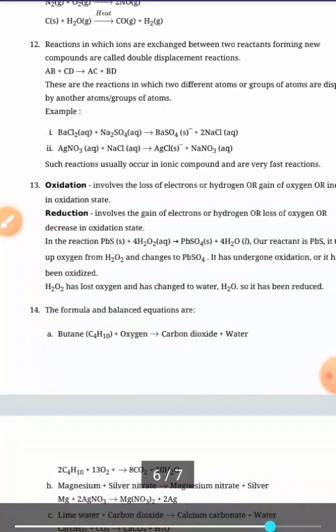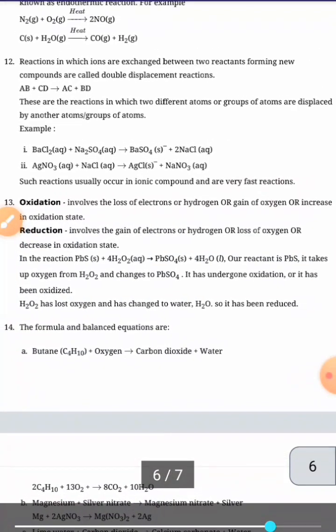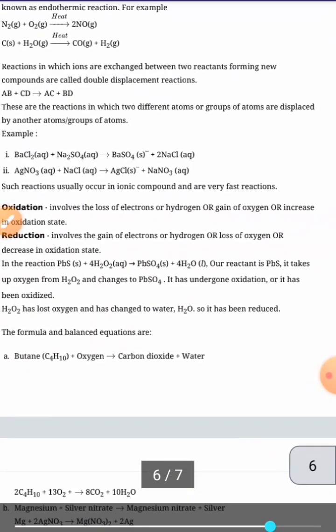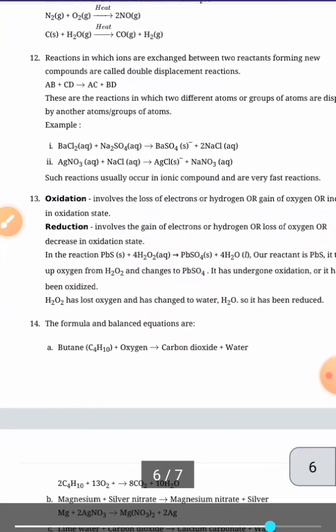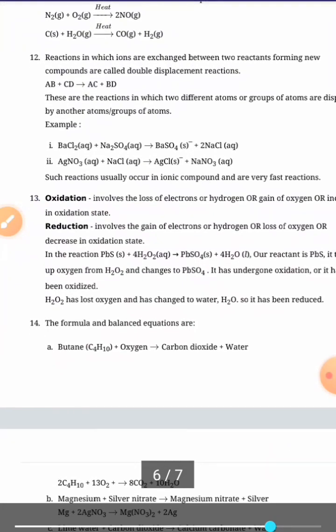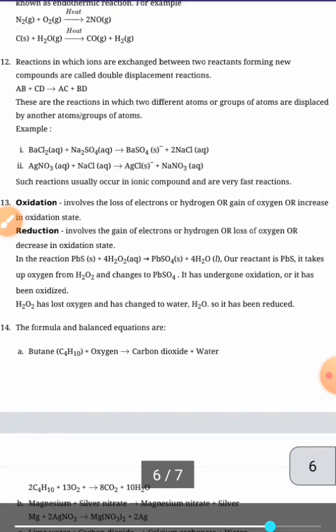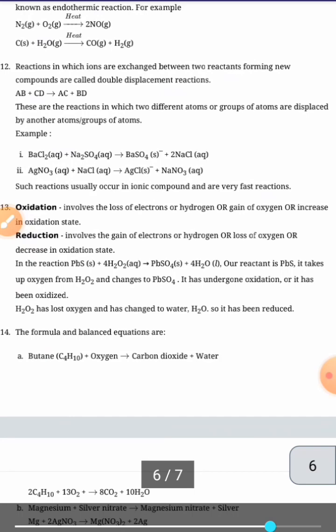Oxidation and reduction. Oxidation involves a loss of electrons or loss of hydrogen or gain of oxygen, or an increase in oxidation state. Reduction involves the gain of electrons or gain of hydrogen or loss of oxygen, or a decrease in oxidation state. In the reaction PbS plus 4H2O2 aqueous gives PbSO4 plus 4H2O liquid, the reactant is PbS.